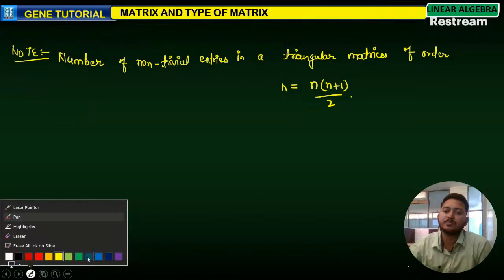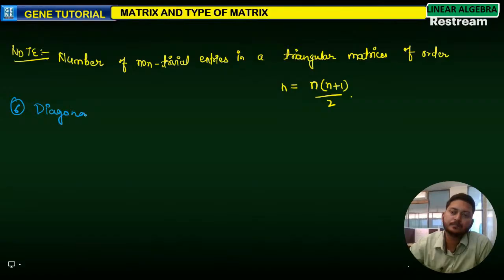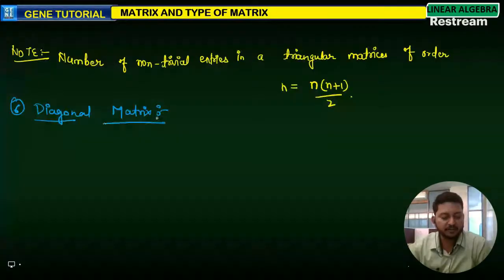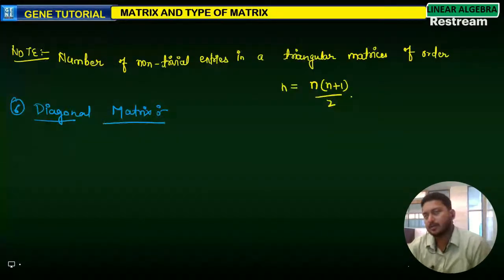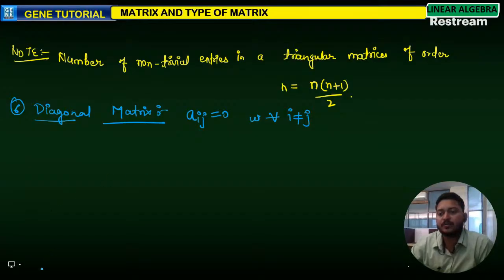Okay, come to the next point, point number 6. And point number 6 is our diagonal matrix. The diagonal matrix is nothing but the matrix where all non-diagonal entries are zero. So we say that it is clearly a diagonal matrix, and the representation is like this: a_ij is equal to 0 for all i not equal to j. So this is the representation of a diagonal matrix.